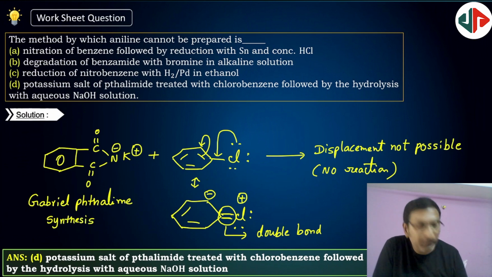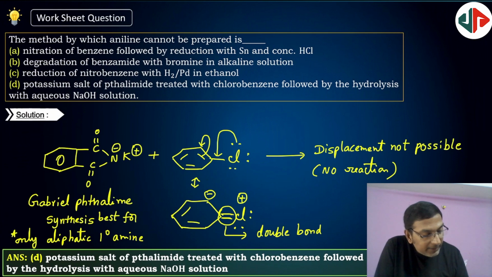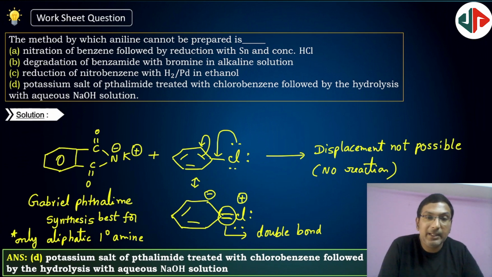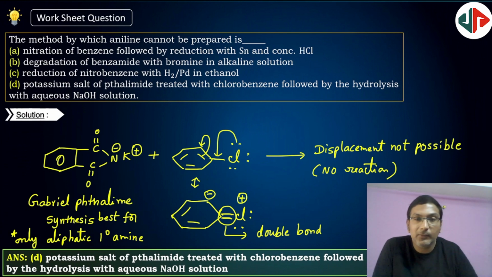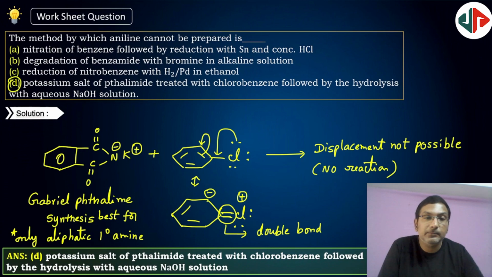This is best to prepare only aliphatic primary amines. Aromatic primary amines cannot be prepared due to double bond character between carbon and Cl. That cannot be displaced easily. Therefore option D. Next.